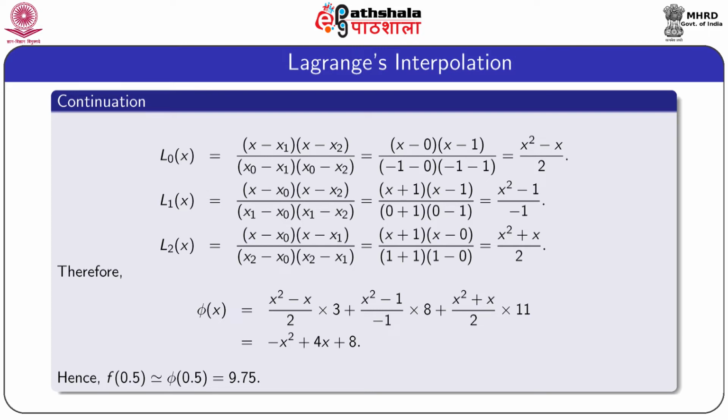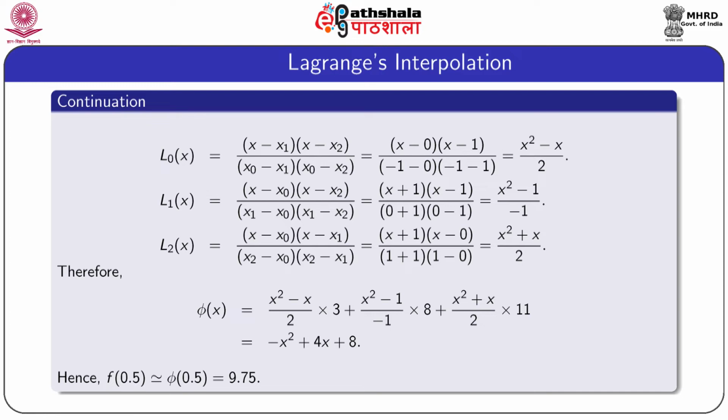Therefore, phi(x) equals (x square minus x) by 2 into 3, 3 is the value of f(x0), plus (x square minus 1) by minus 1 into 8, this is the value of f at x1, plus (x square plus x) by 2 into 11, this is the value of f at x2. After simplification, this reduces to minus x square plus 4x plus 8. So, this is a quadratic polynomial and this is known as the Lagrange interpolating polynomial.